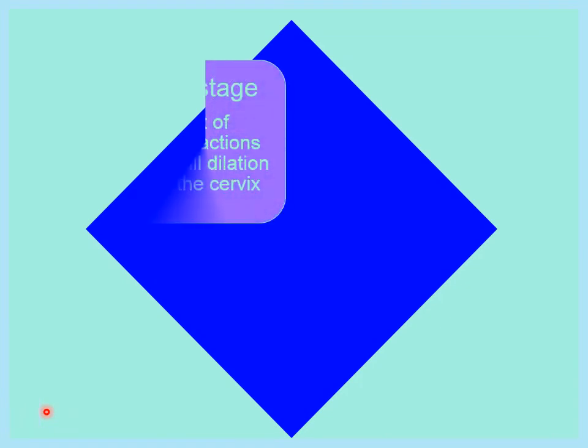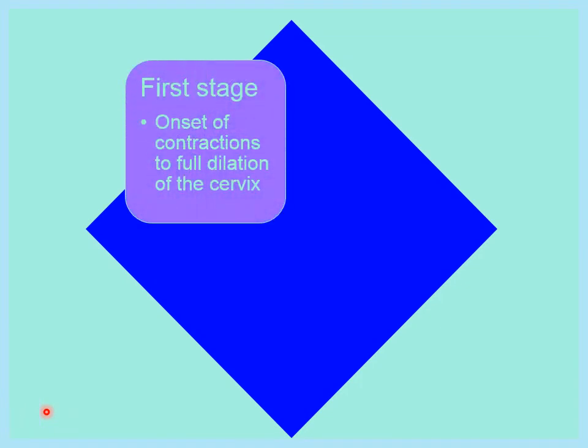There are 4 stages of labor. The first stage of labor lasts from the onset of regular uterine contractions until full dilation of the cervix. The first stage is longer than the second and third stage of labor combined. The first stage of labor is further divided into the latent phase, the active phase, and the transition phase.